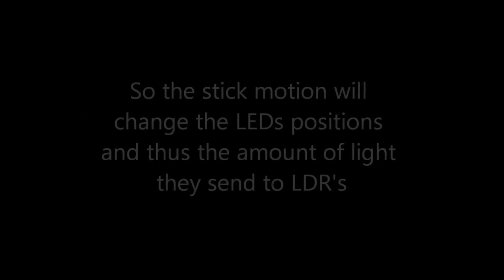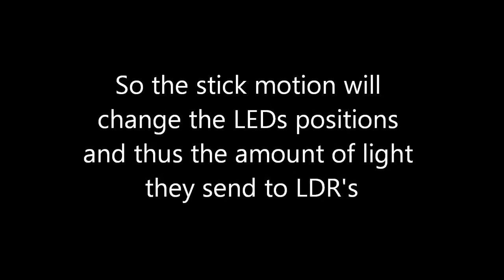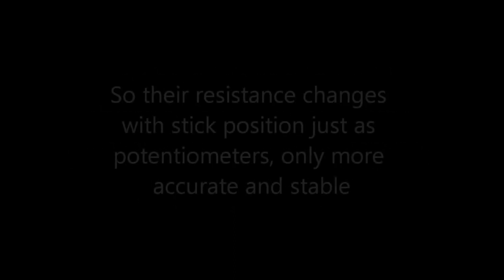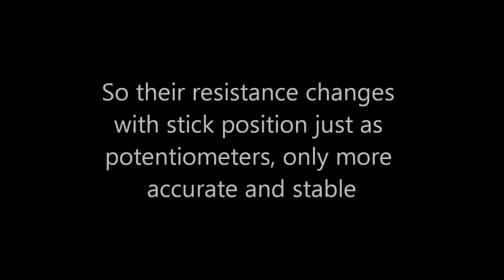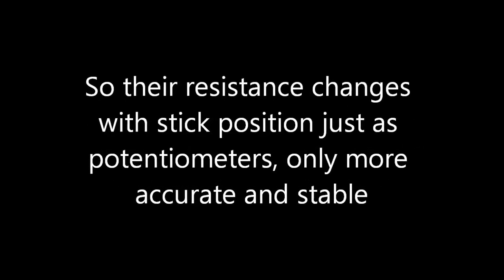So I guess you must have figured out now what we are going to do. We are going to replace the potentiometers with the LDRs. Then we are going to attach the LEDs to the stick axis. So the stick motion will change the LEDs' positions and thus the amount of light they send to the LDRs. So the resistance changes with stick position just as with potentiometers, only more accurate and stable.